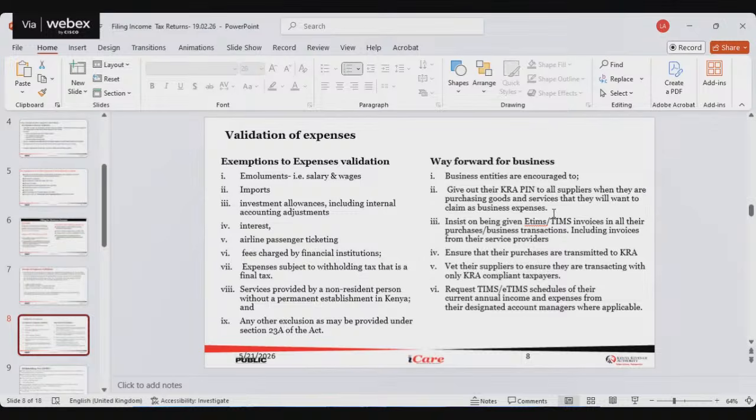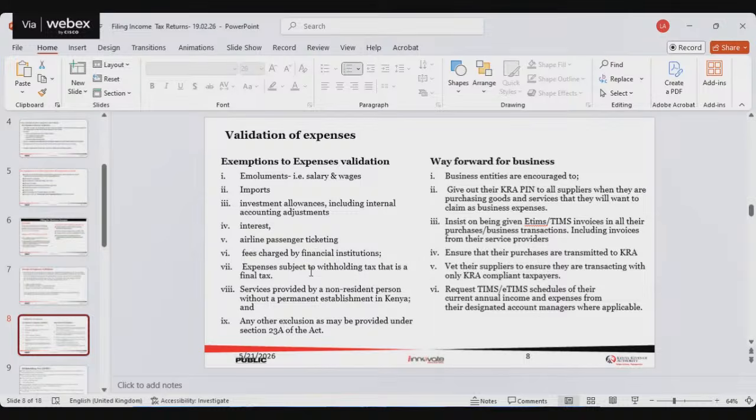And also, in case you are in the business of buying and selling, before you buy, always give out your KRA PIN and tell the person that you are buying from that whatever you're buying, you wish to claim it as an expense for the business. And this will also apply even when you go to the supermarket. Always give out your organization PIN to be able to claim the same.